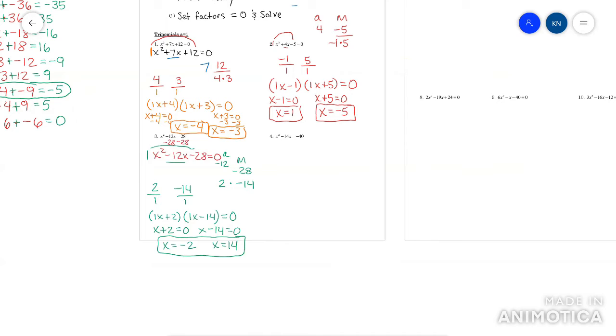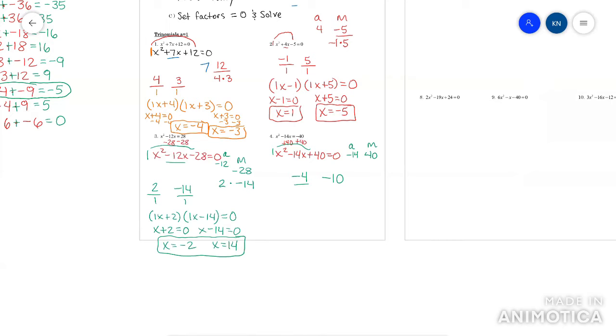Number 4 here, you have to add 40 first. That's your first step. And then rewrite it. So now it's x squared minus 14x plus 40 equals 0. Now you're ready to find the combo of numbers. So put the 1 down, multiply. 1 times 40 is 40. This is what they have to multiply to be. And they have to add up to be negative 14. The combo of numbers that's going to accomplish this is negative 4 and negative 10.